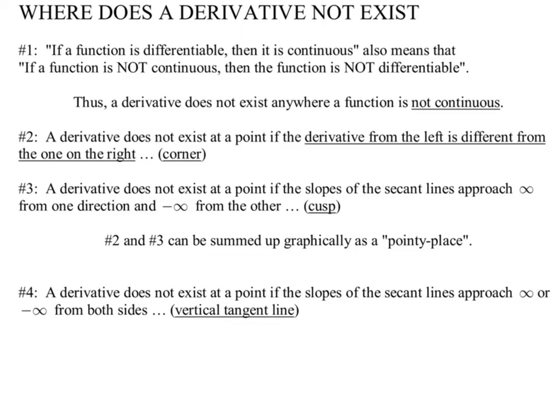Where does a derivative not exist? You can read this. Basically, if a function is not continuous, then it is not differentiable. So you could think of the step function. It's not continuous at those steps, therefore it's not differentiable at those steps.